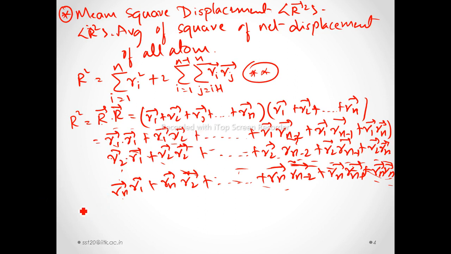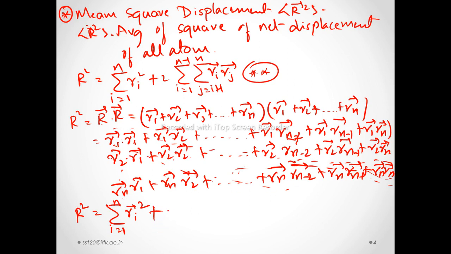Then this can be written as R square is equal to summation of i equal to 1 to n. In general, I am writing this as Ri square. These are the same: R1, R1, R2, R2, R3, R3, Rn, Rn. This is a square term. It will come into existence. The second term we will consider next.